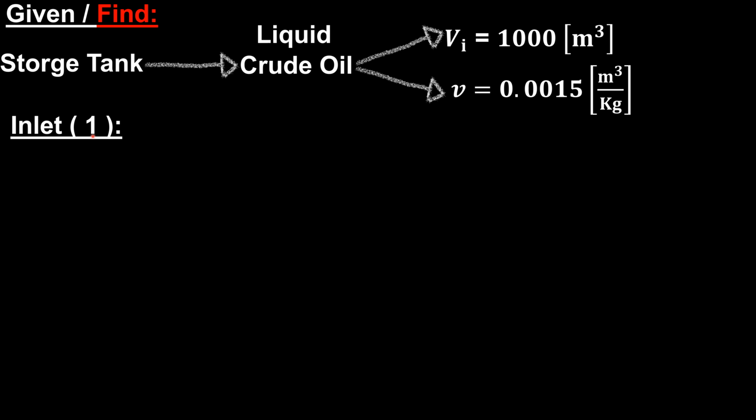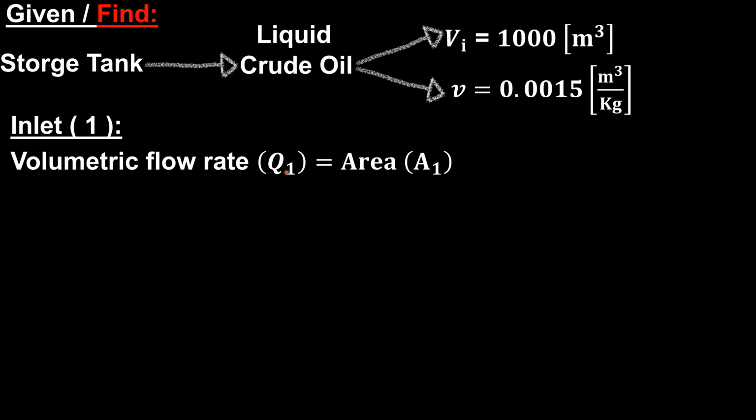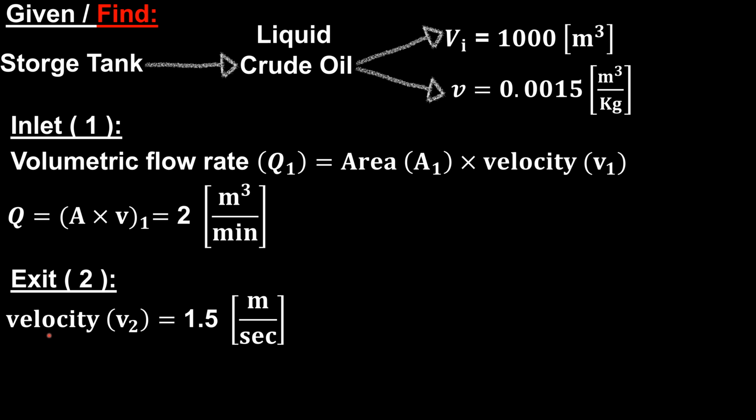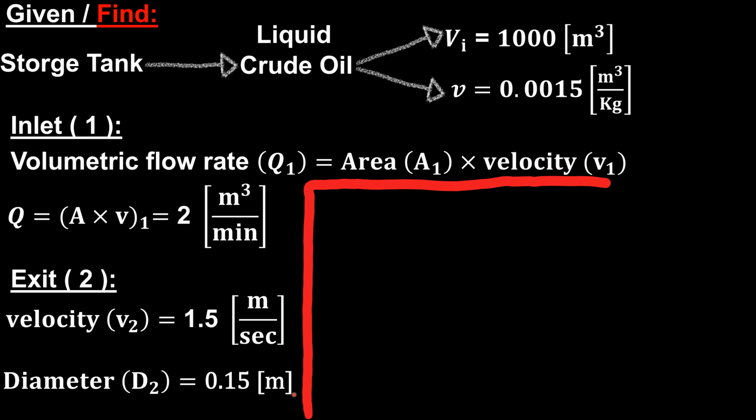At inlet number 1, or inlet pipe 1, the volumetric flow rate Q sub 1 is equal to area times velocity. The volumetric flow rate given is 2 cubic meter per minute. At the exit, or pipe 2, the crude oil is exiting at a velocity of 1.5 meter per second, and the diameter of pipe 2 is 0.15 meter. In A, we are asked to find the final mass.